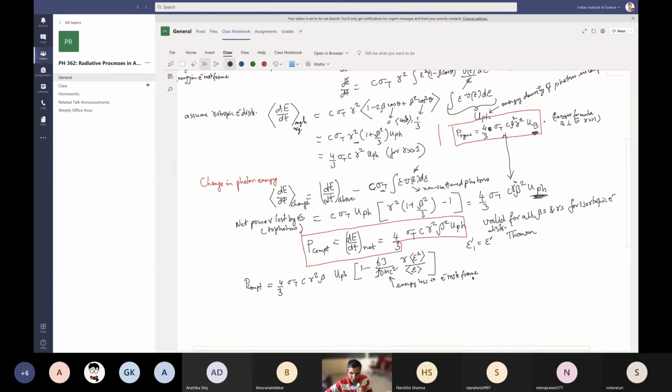This is energy loss in the electron rest frame, as not in the Thomson limit.